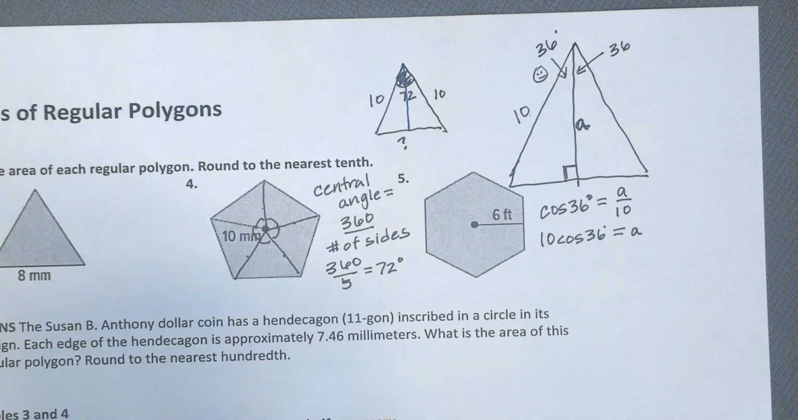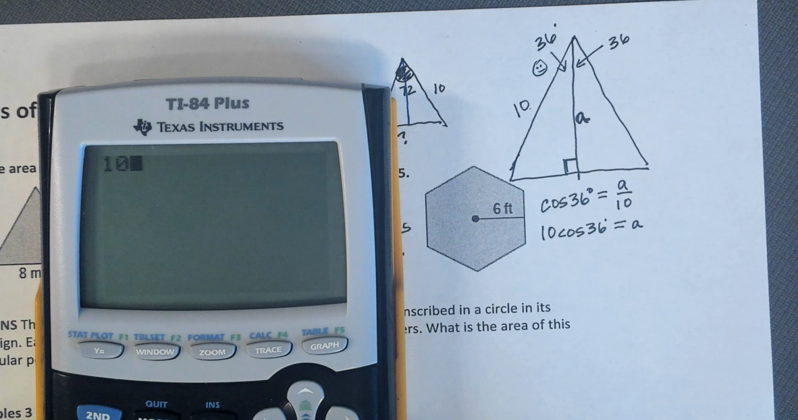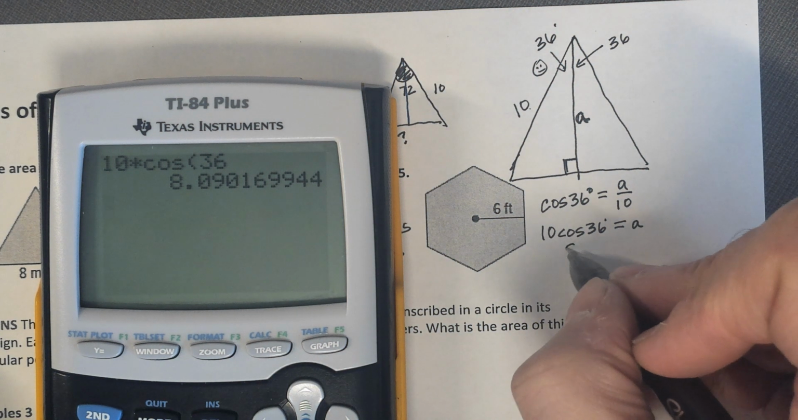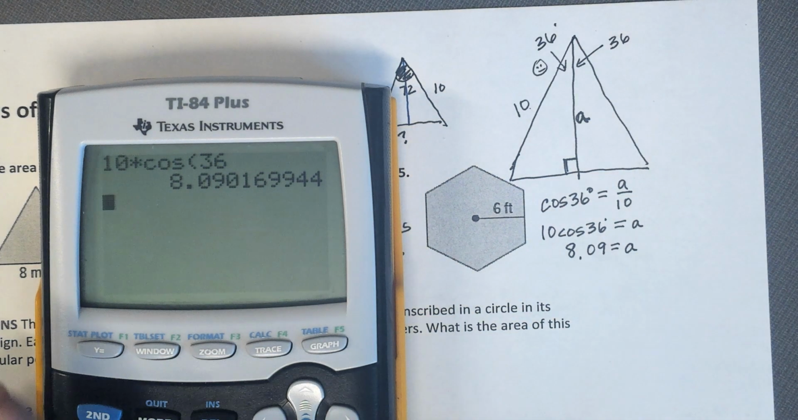I'm going to go into the calculator and type that in. All right, so I got 10 times cosine 36. We're looking at about 8.09. So we've got 8.09 as our apothem.